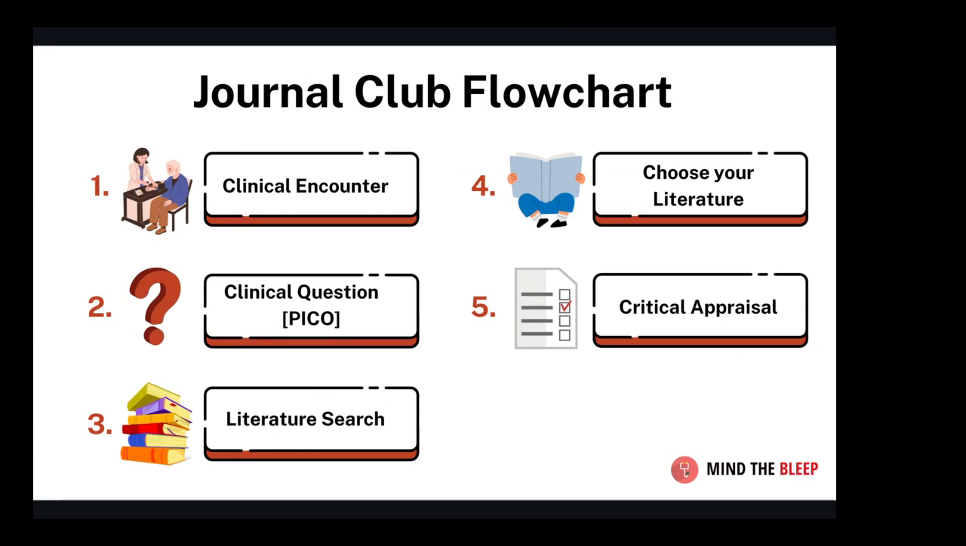And when you're presenting it, make sure you keep it brief and to the point. After the clinical encounter, you have to display the clinical question. Based on the clinical encounter you had, what gap of knowledge have you identified that you're now trying to answer in your presentation? Oftentimes, the format of the clinical question follows the mnemonic PICO.